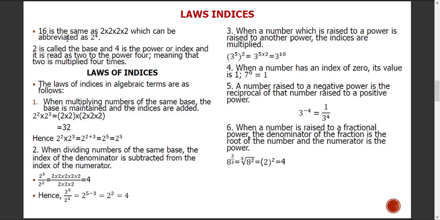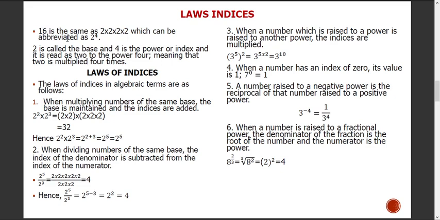Then law number 5 states that when a number is raised to a negative power, the reciprocal of that number is the same as having that number raised to a positive power. From our P4 mathematics, we know that a reciprocal is got by interchanging a fraction. So for example, if I have 3, its reciprocal will be 1 out of 3. Or if I have 1 out of 3, its reciprocal will be 3.